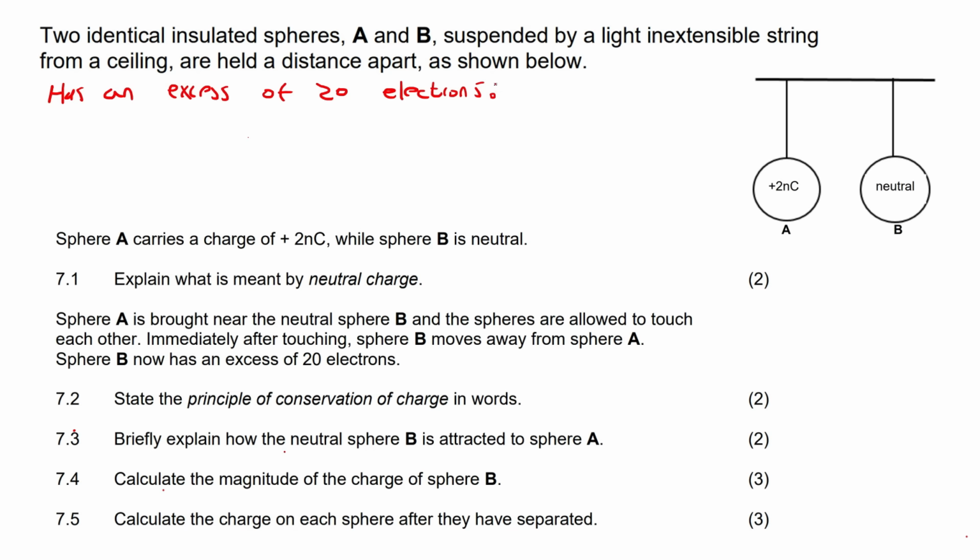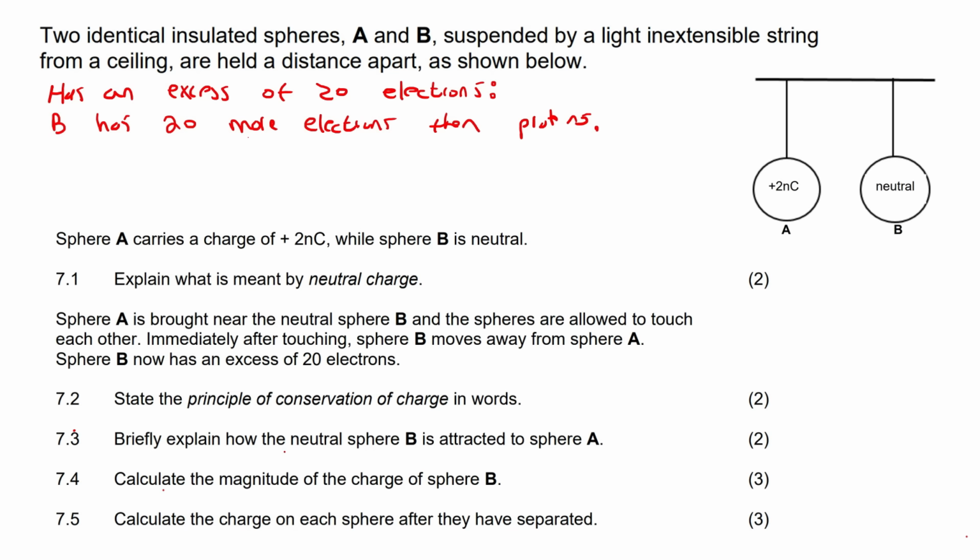So what it means is that B has 20 more electrons than protons. So what would its overall charge be? Positive or negative? Well, electrons are negative, protons are positive. If you've got an equal amount of them, then your overall charge would be neutral. But if you have more electrons, then your overall charge would be negative. So they're telling us that it has 20 more electrons.